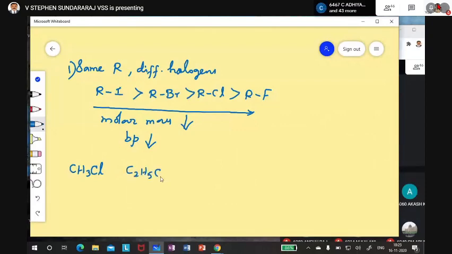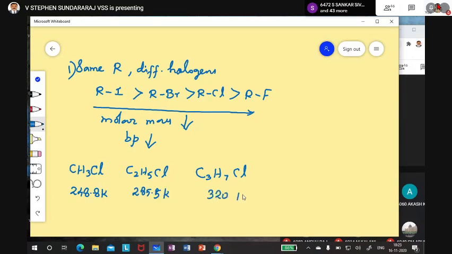C2H5Cl and C3H7Cl and so on. More are also available. This is 248.8 Kelvin. This is 285.85 Kelvin, and this is 320 Kelvin, and even C4H9Cl, this is 351 Kelvin. Okay, this is the boiling point. Now you comment on this. The question is, comment on this.